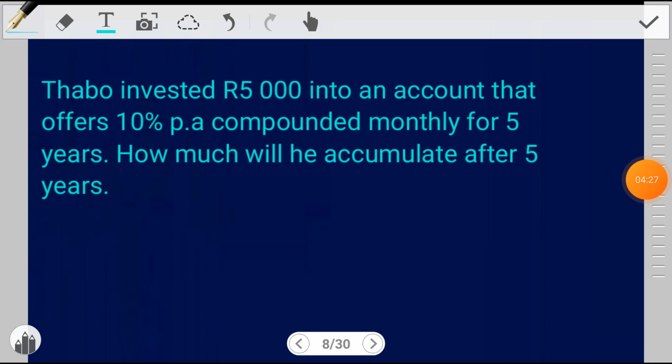Here is the third example. They say Turbo invested 5,000 into an account that offers 10% per annum compounded monthly for 5 years. How much will you accumulate after 5 years? They say compounded monthly. Of course, compounded we know is compound interest, so it's going to be this formula, 1 plus I to the power of N. If they say compounded monthly, it's going to be 12 times a year.